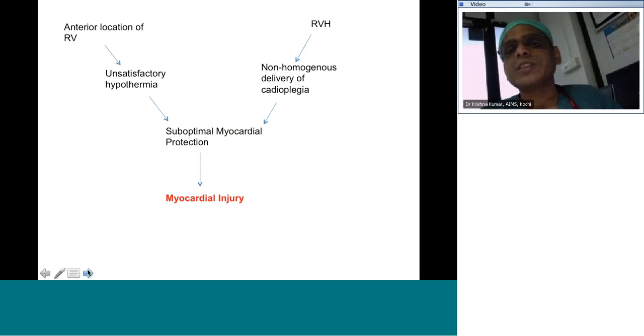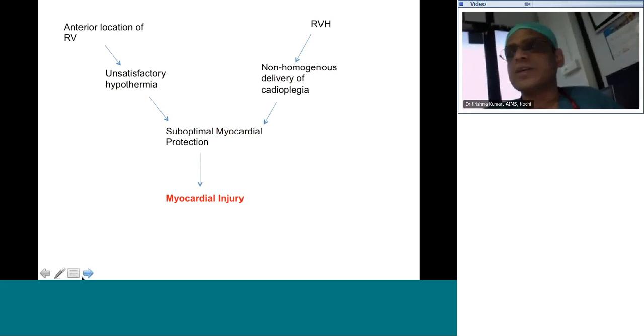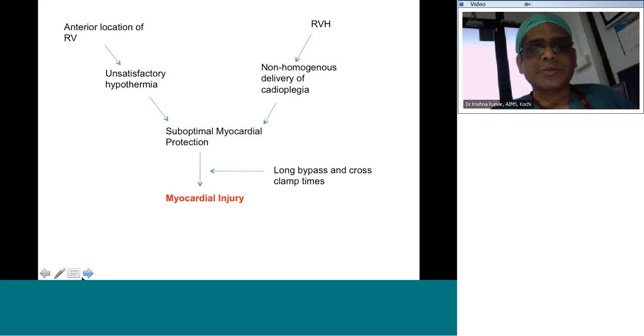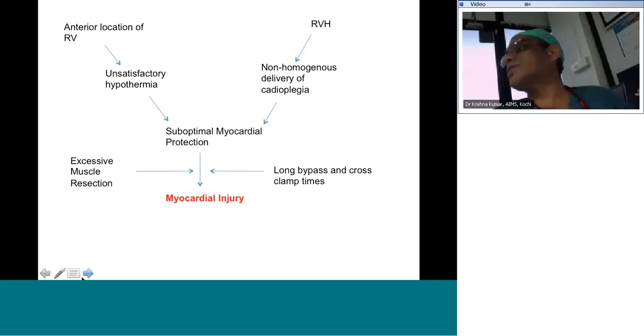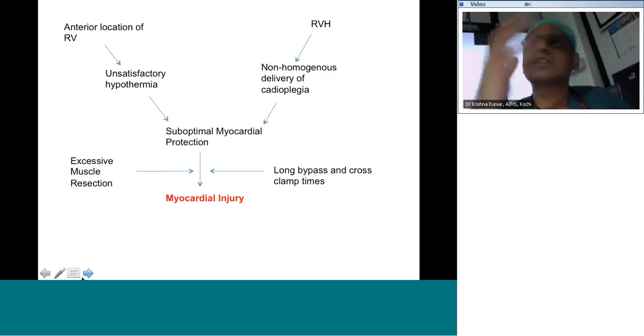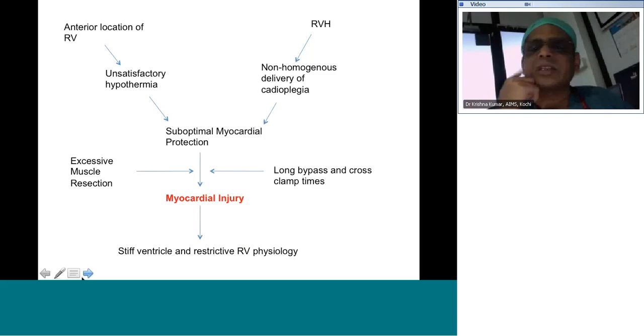Non-homogeneous delivery of cardioplegia with severe right ventricular hypertrophy is more likely to result in islands of poor perfusion, which results in myocardial injury, and of course long bypass and cross clamp, excessive muscle resection. All this comes together, and we used to see it time and again. If you combine long bypass time, severe right ventricular hypertrophy, transannular patch, and excessive muscle resection, you had the setting for a low output state. So this is a stiff ventricle with restrictive physiology.